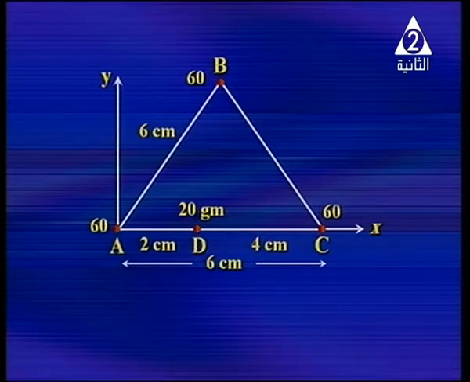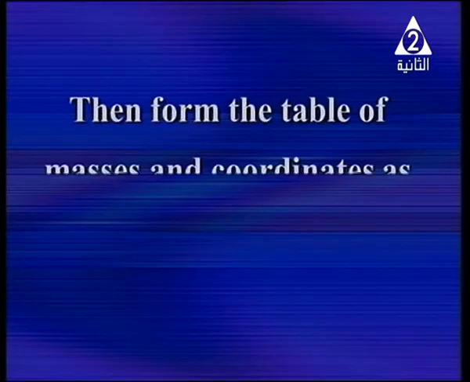Remember, dear student, we have an equilateral triangle. Its side length is 6 centimeter. By using the angle 60, we can find the coordinates of each point. Point A is (0, 0), why? Because it is the origin point. But point D is (2, 0), point C is (6, 0). But for point B, we use the altitude to find the coordinates of point B.